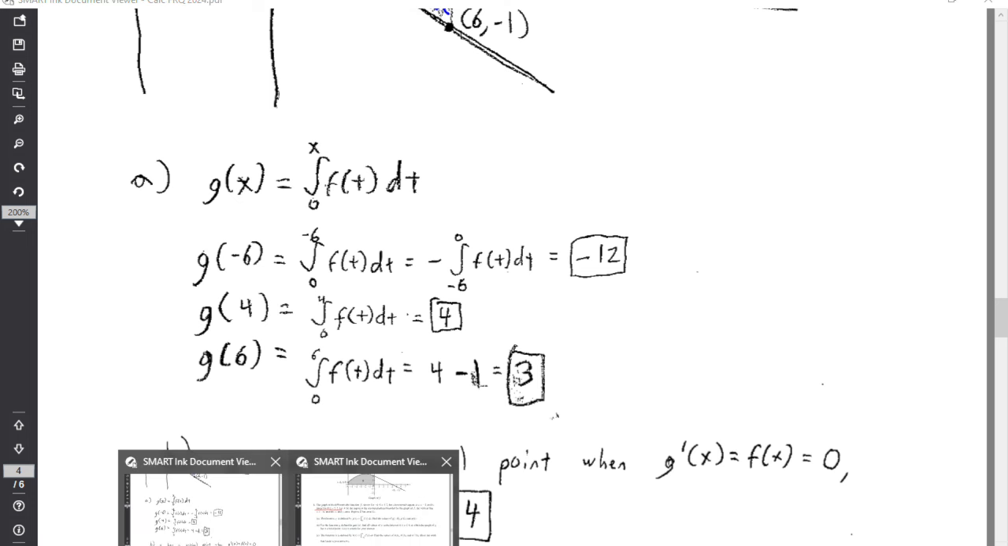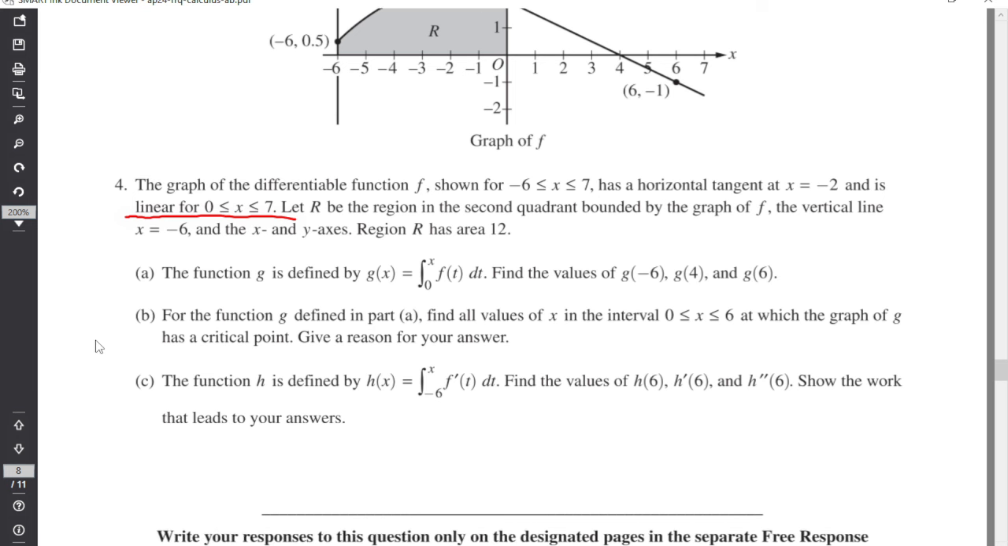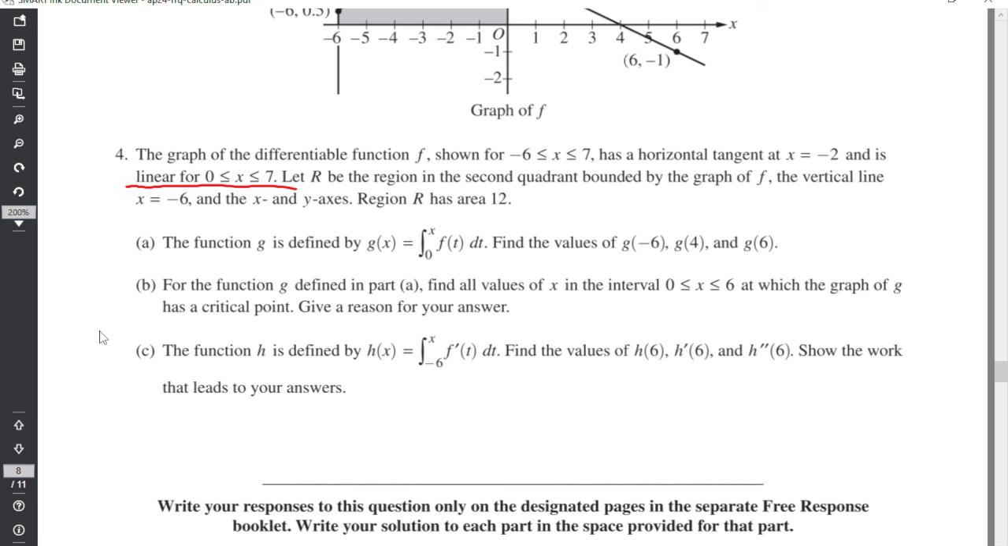On part C, it gives us a new function of h and asks for h of 6, h prime, and h double prime. So the difference in this function is, first of all, the bounds are starting at -6. Also, notice that it's f prime now. It's the integral of f prime and not f. And we always want to explain in terms of the graph that they give us. So we're going to say how h relates to f, how h prime relates to f, and how h double prime relates to f.